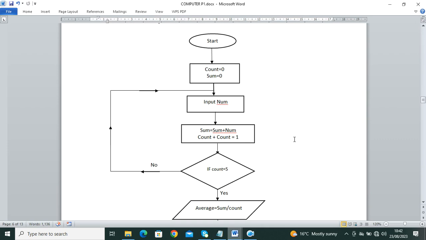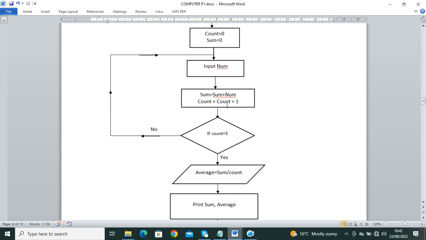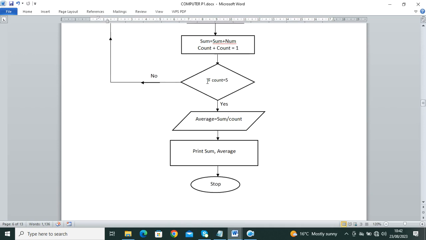So guys, this is what we have. We have start, count equals 0, sum equals 0. Then we have input num. Sum is sum plus num. Count is count plus 1. Then if count equals 5 and the condition is yes, then the average is sum divided by count. Print sum, print average.